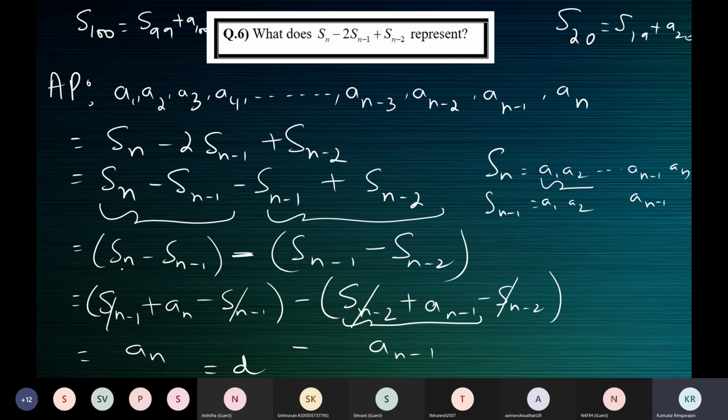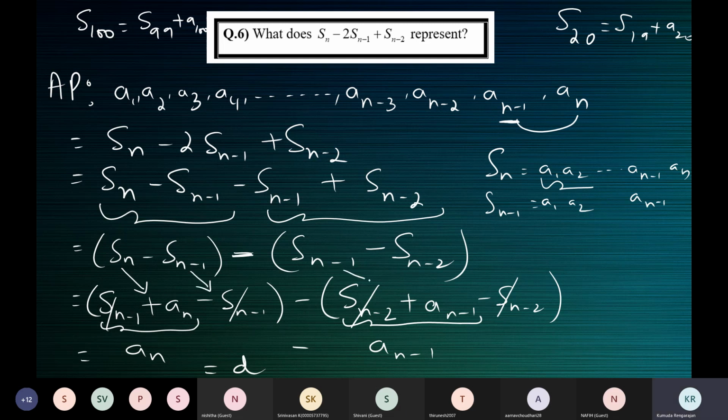So I've written Sn as the sum to the first n minus 1 terms, till here, plus the nth term, which is this one. This is for Sn. I've written this as it is.